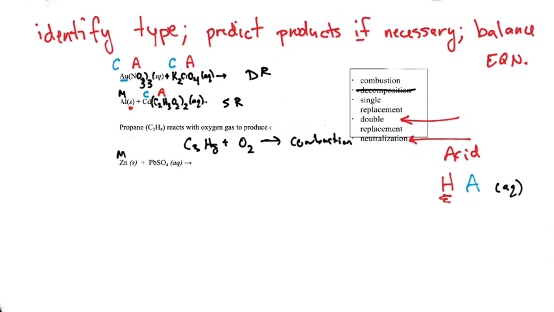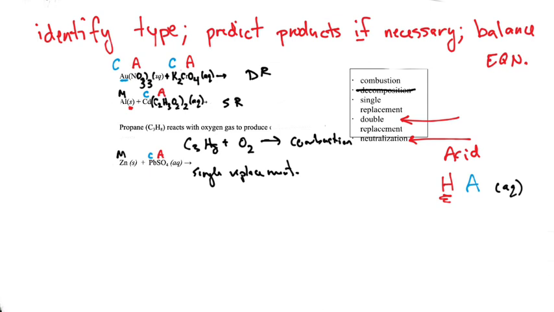We have that metal, cation, anion. That's fitting our single replacement reaction. We're, again, looking at a single replacement reaction. SR would have been faster to write. We good? Everybody understand how to label those?